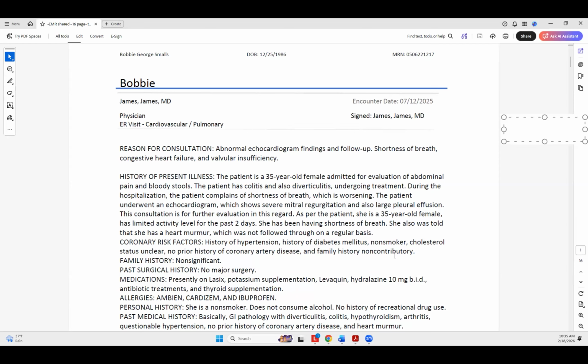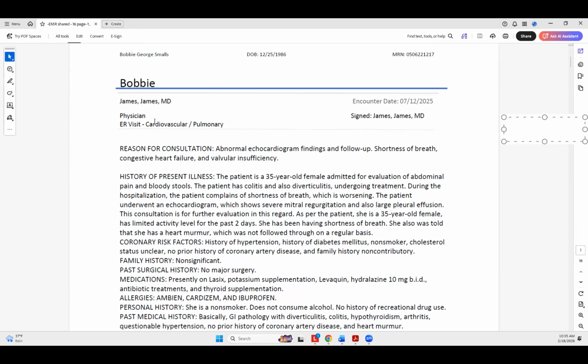All of these 16 pages is considered a medical record. But for each page, or each date of service, we need to know: is it an inpatient or an outpatient page? That's what we're looking for. So here, we're looking at page 1. We've got Bobby George Small. We have Dr. James, and it says an ER visit.